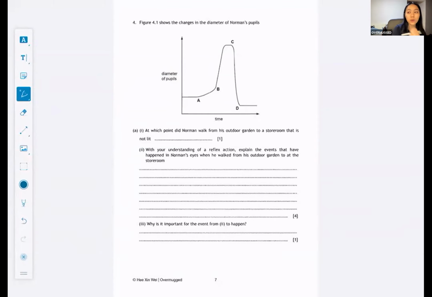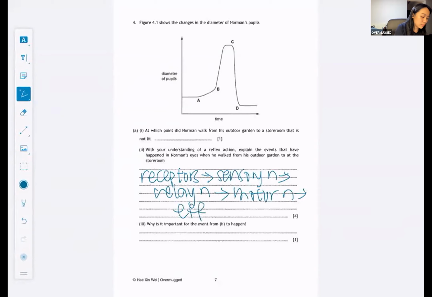So in this question, what I want to highlight is, remember this: receptor, sensory neuron, relay neuron, motor neuron, and then effector. It's just this sequence, in every reflex action. But of course, in this case, because it has to do with the eyes, you have to put in the eyes knowledge, especially in the effector part, right? So what are the effectors in the pupil reflex?